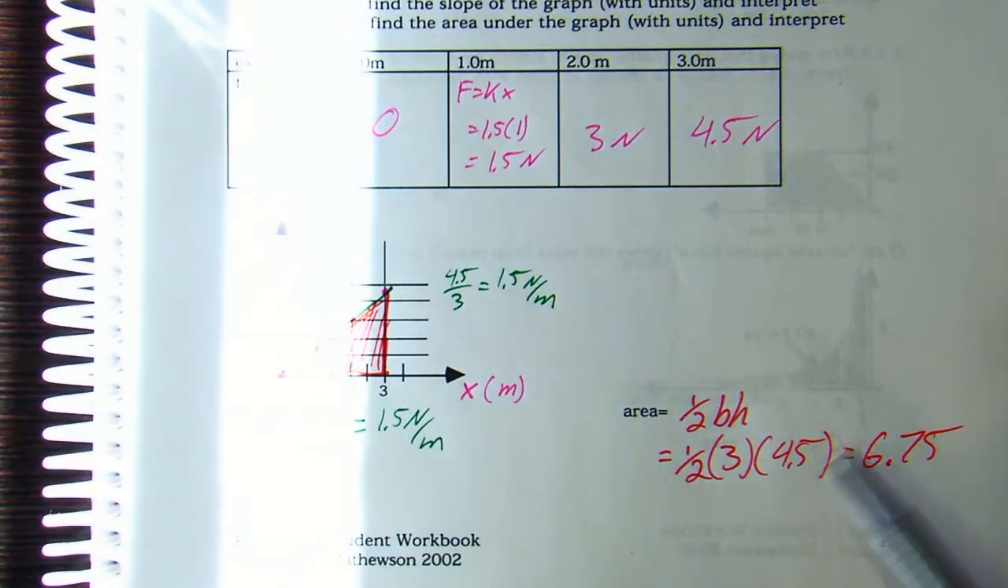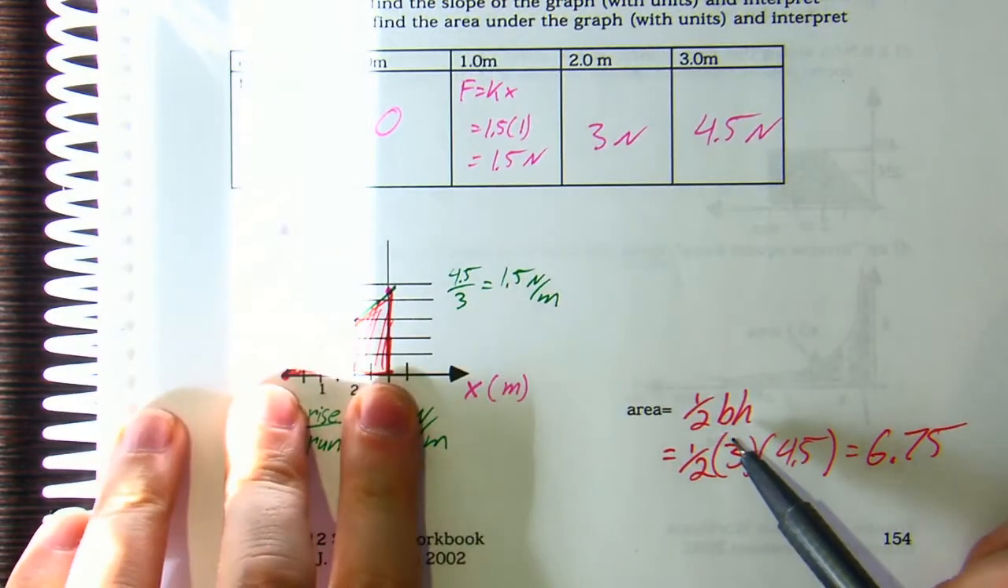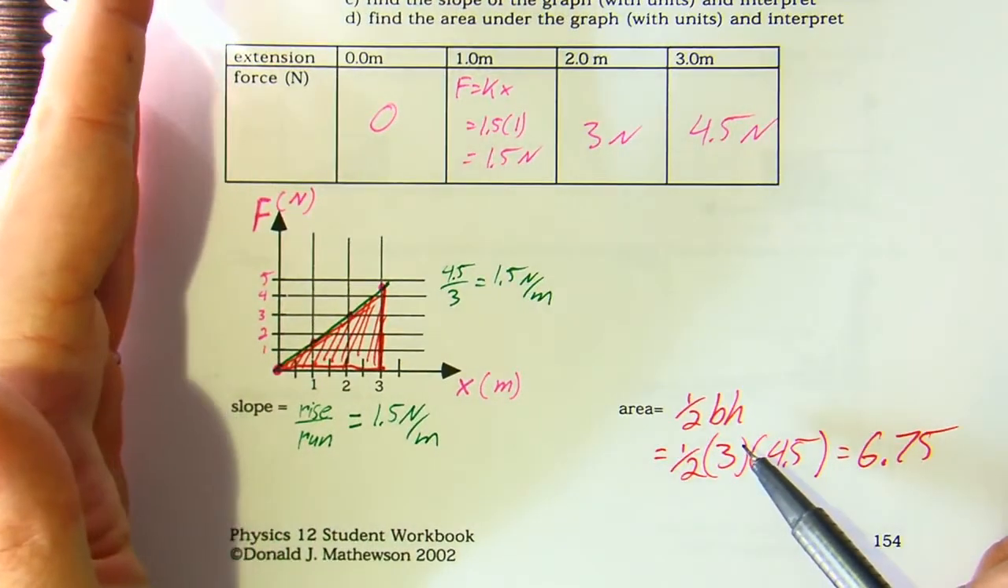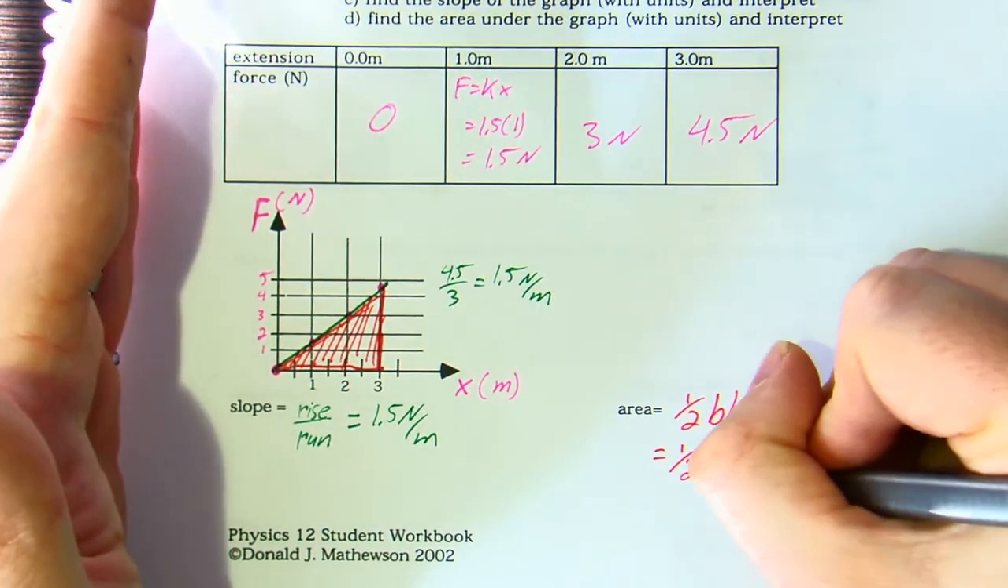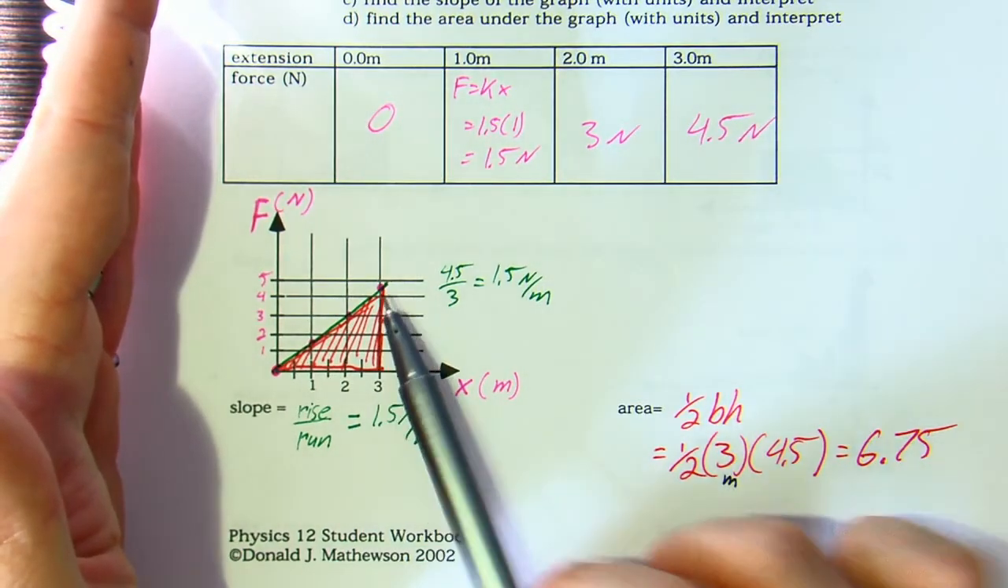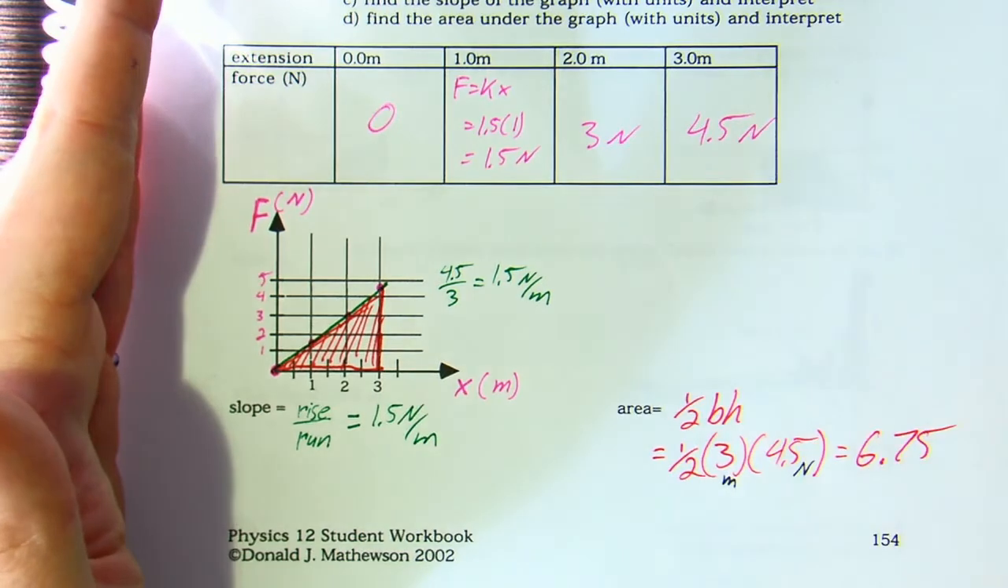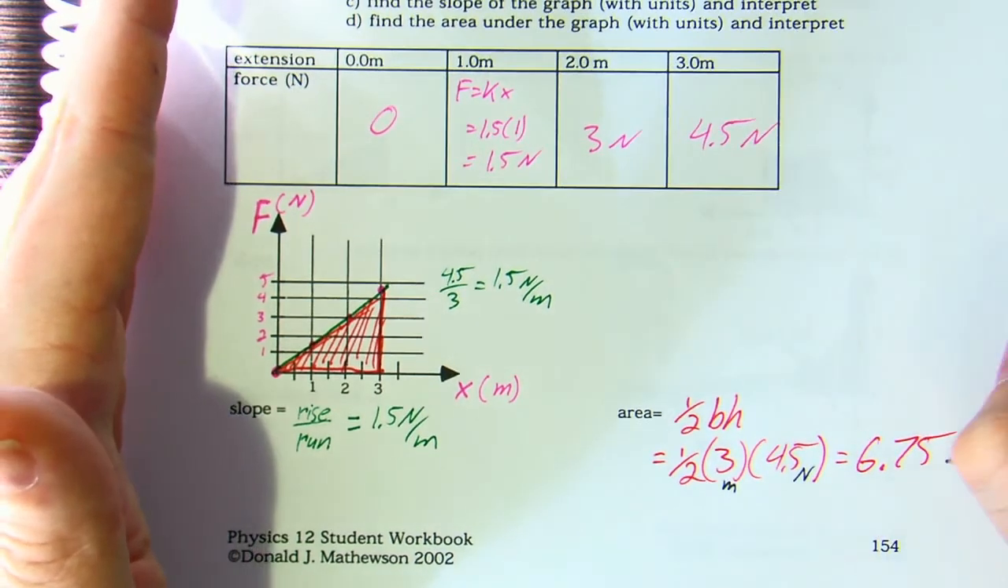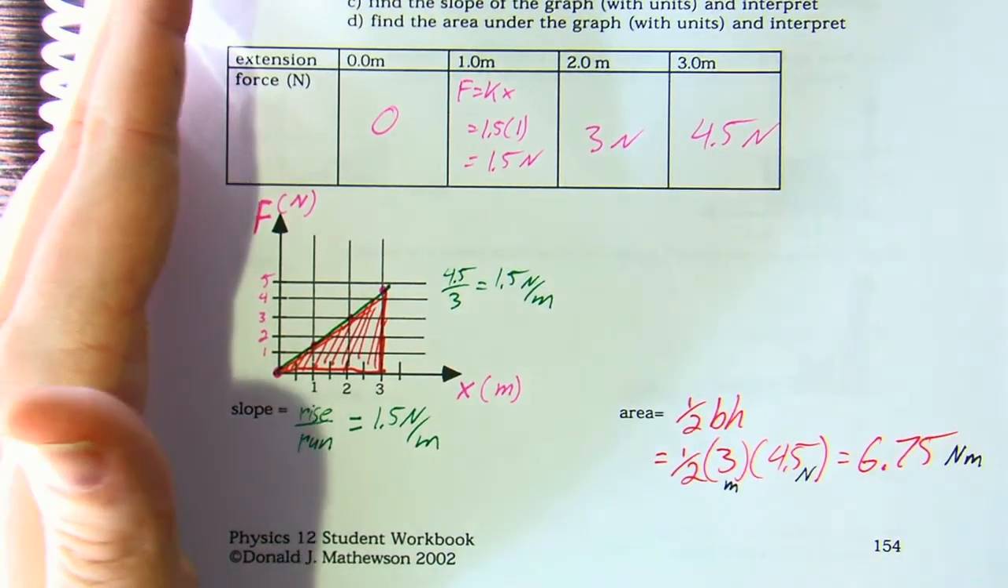So let's look at the units here. The base here is measured in meters. Let's put that unit in there. The 4.5 here is measured in newtons. It's a force. So we're running at 6.75 Newton meters.